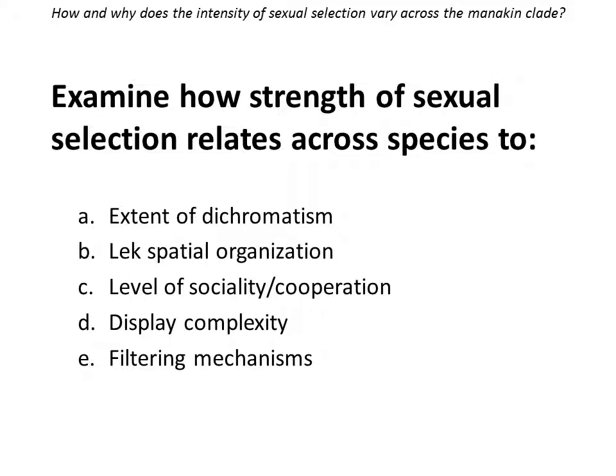Once we've determined which metrics of fitness and female choice we can or cannot use, we will then be able to examine how the strength of sexual selection relates across species in regards to variables such as the extent of dichromatism, lek spatial organization, the level of sociality or cooperation, display complexity, and different filtering mechanisms.